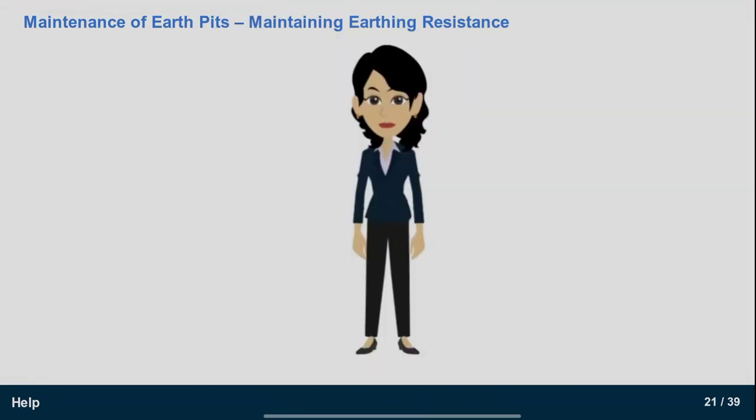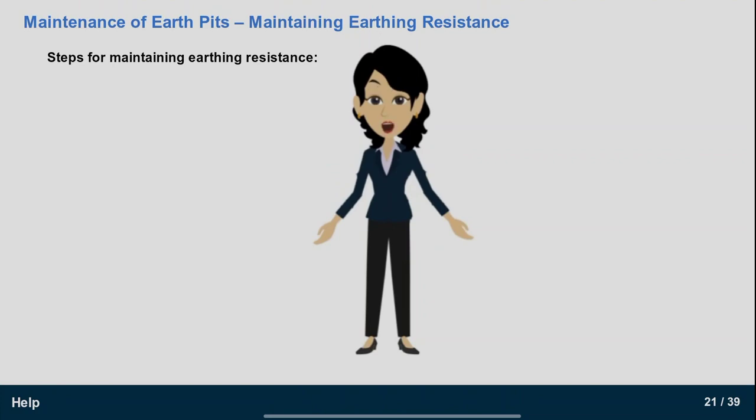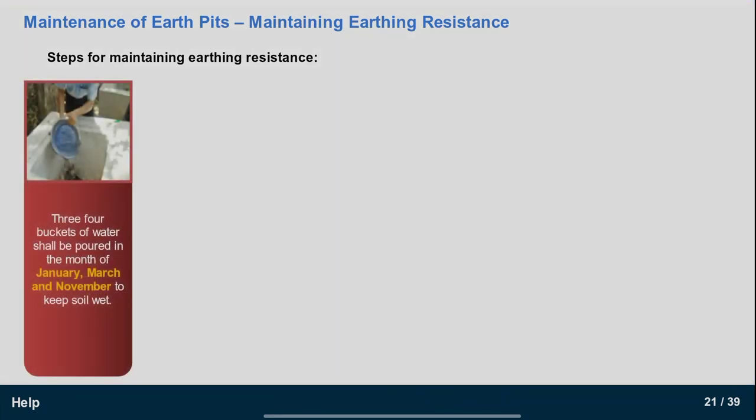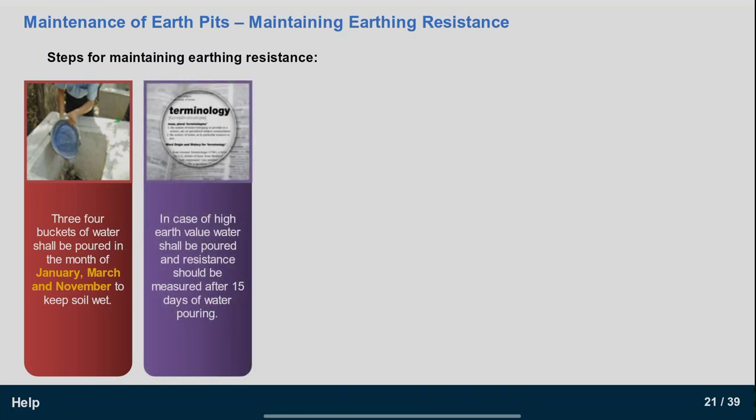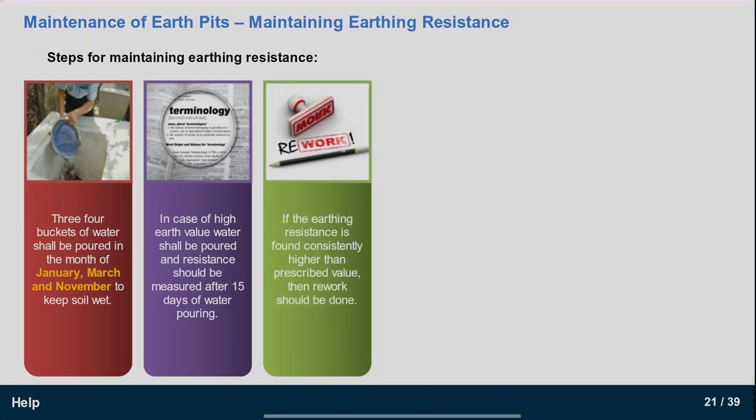We had learned earlier that testing should be carried out in the dry seasons only, right? Now let us understand what needs to be done to maintain earthing resistance. Firstly, 3-4 buckets of water shall be poured in the months of January, March and November to keep the soil wet. In case of high earth value, water shall be poured and resistance should be measured after 15 days of water pouring. If the earthing resistance is found consistently higher than the prescribed value, then rework should be done.